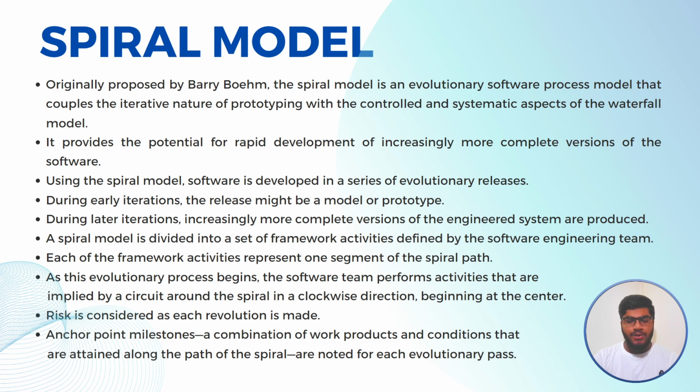As this evolutionary process begins, the software team performs activities that are implemented by a circuit around the spiral in a clockwise direction, beginning at the center. Risk is considered as each revolution is made. Anchor point milestones, a combination of work products and the conditions that are attained along the path of the spiral, are noted for each evolutionary pass. This is about the spiral model.